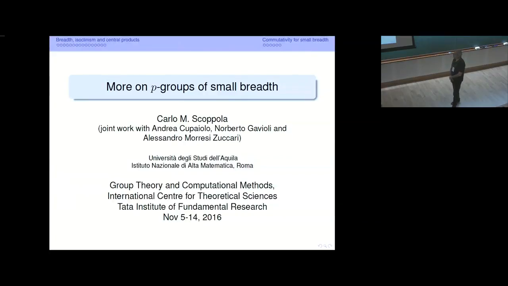So, more on big groups or small breadth. This is clearly a sequel, like "big groups of small breadth strike back" or something like that. It means simply that there is another paper that I'm referring to, some old paper, and it will come in my talk.